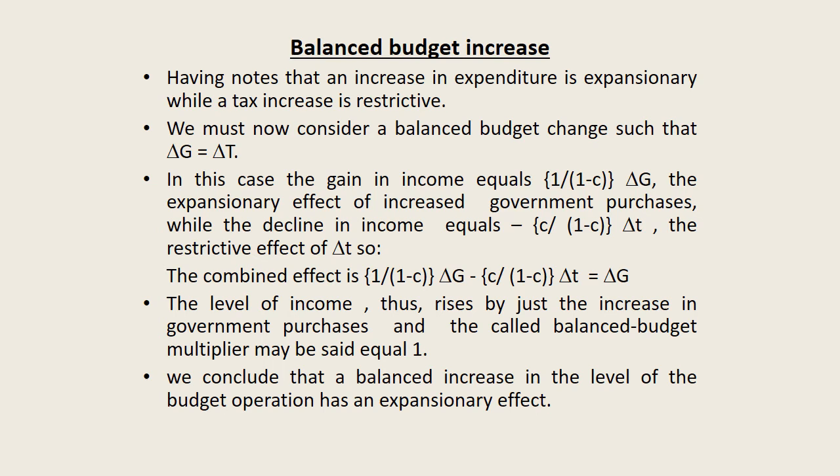Another, and one of the most important, cases of government intervention is what is called a balanced budget increase. Balanced budget increase means the balanced budget. Under these cases, an increase in expenditure is expansionary while a tax increase is restrictive. The government under this option increases both expenditures and taxes by the same amount. The increase in expenditure is expansionary and the increase in tax is restrictive.